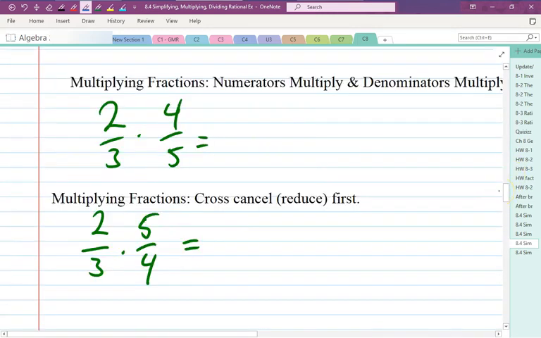A quick review on multiplying fractions. When you multiply fractions, the numerators multiply and the denominators multiply. We literally multiply straight across. 2 times 4 is 8, 3 times 5 is 15.